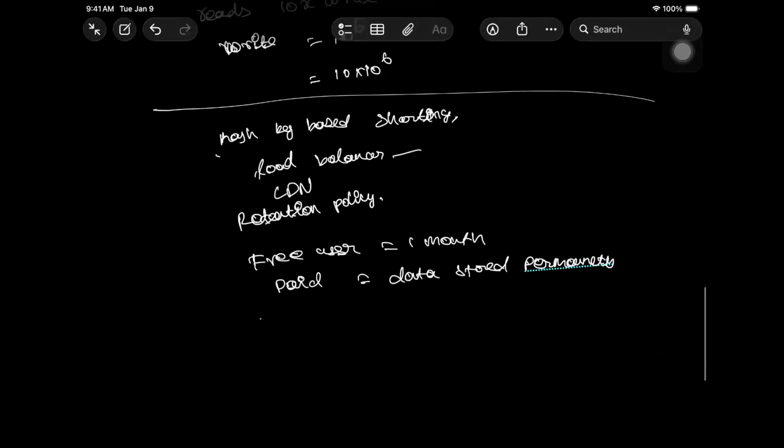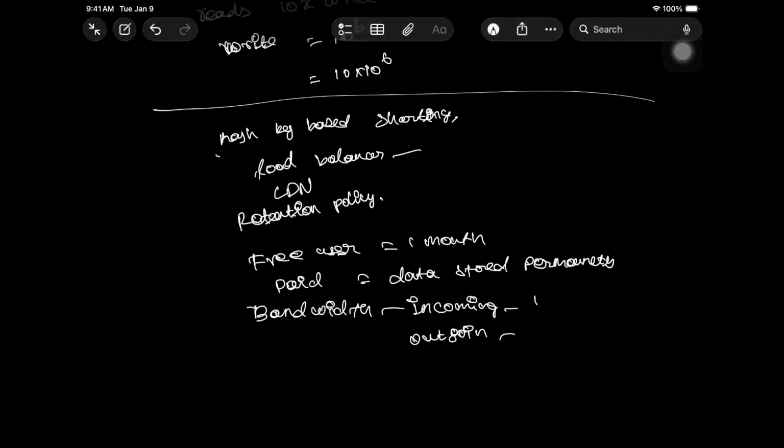And we have bandwidth, incoming and outgoing. The result is 10 requests incoming and 100 requests outgoing. There is not much difference, so this is very less. But in case we are handling 1 billion requests per day, it would be huge. It would be 10 to the power 4, this would be 10 to the power 6. At that time the bandwidth would be huge.